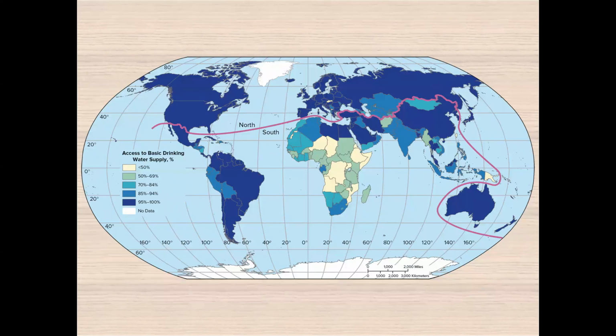Access to basic water or drinking supply, a drinking supply that is healthy. And in the dark blue is 95 to 100%. And notice wherever you see the green, so anything less than 70% or less than 50%, it is almost exclusively in the African continent.